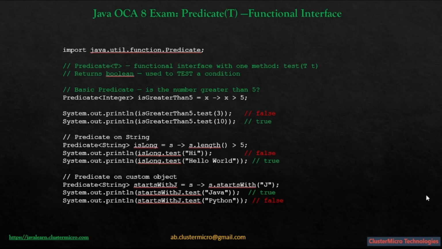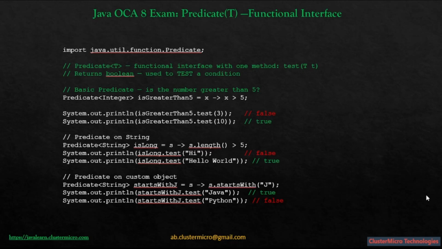So you create a predicate by assigning a lambda to it. The lambda takes one parameter and returns a boolean expression. Predicate<Integer> isGreaterThan5 equals x arrow x greater than 5. It creates a predicate that tests whether an integer is greater than 5, right? So to actually run this test, you have to call test with the value you want to evaluate. isGreaterThan5.test(3) will return false. isGreaterThan5.test(10) will return true.